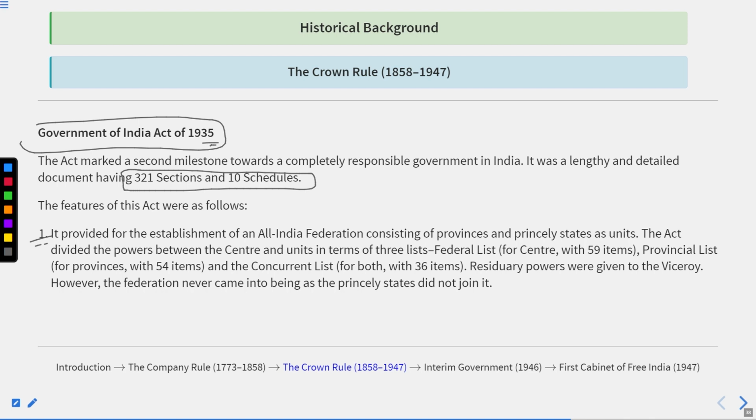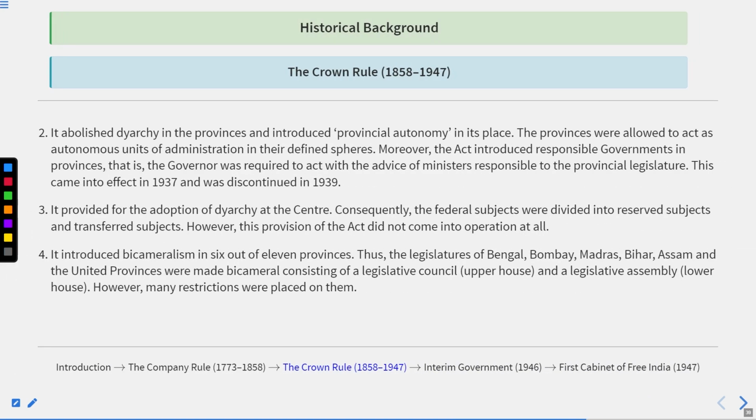The Act divided the powers between the center and the units in terms of three lists: the federal list with 59 items, the provincial list with 54 items, and the concurrent list, to be discussed between the center and the state both, with 36 items. Residuary powers were given to the Viceroy. It means that those subjects which could not be put under these lists could be discussed, and action taken, only by the Viceroy and the Viceroy only.